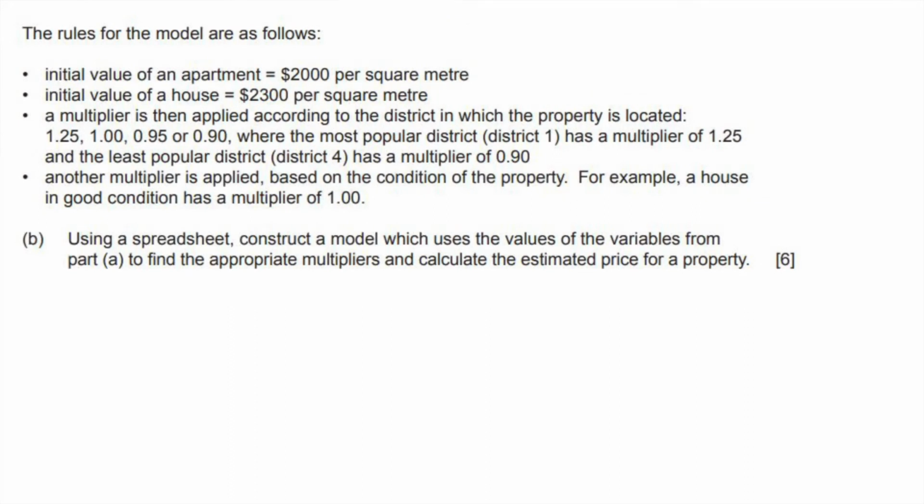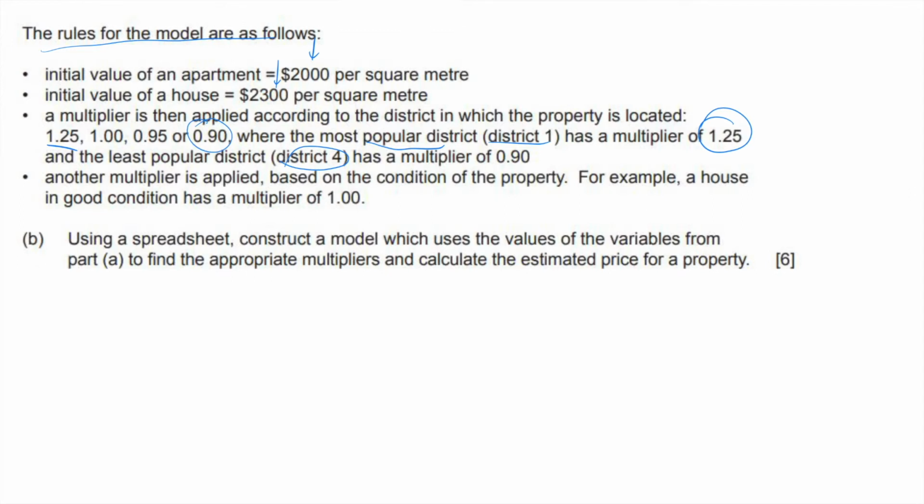So right here it says the rules for the model are as follows. The initial value of an apartment is going to be $2,000 per square meter. The initial value of a house would be $2,300 per square meter. A multiplier is then applied according to the district in which the property is located. So you have 1.25 for the most popular district, which would be District 1. And we can see that right here. And the multiplier will get progressively lower as we increase the number of the district. So District 4 would have a multiplier of 0.9 because that's theoretically the least popular district.